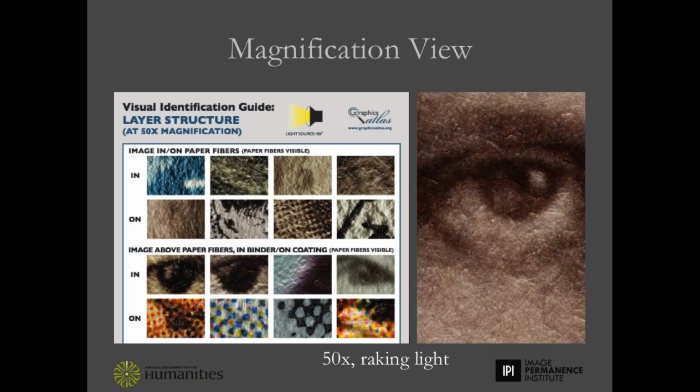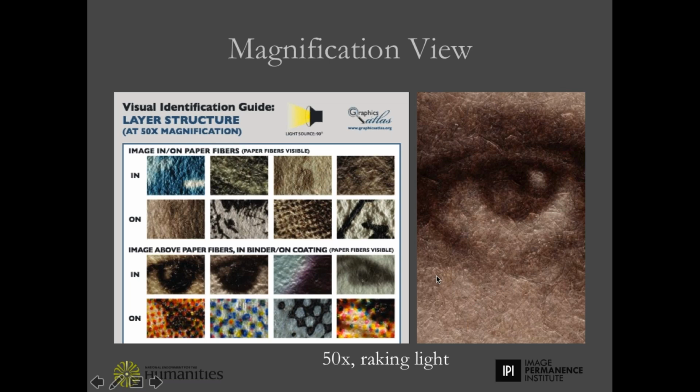Now let's see if we can determine layer structure. So remember, we're using our pocket microscope and raking light. Can we see paper fibers? And if so, where is the image in relation to the paper fibers? In this case, with raking light and 50x magnification, we see paper fibers. That's what these are, right? These random squiggly things that we see here are paper fibers.